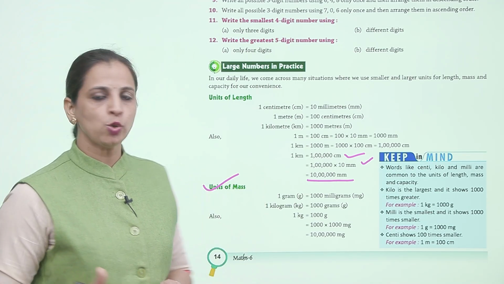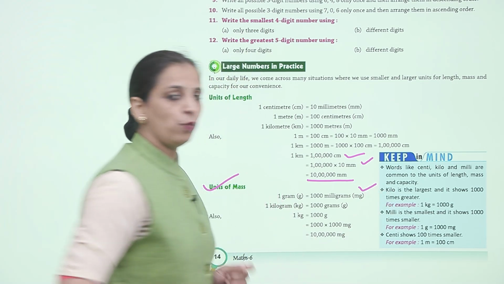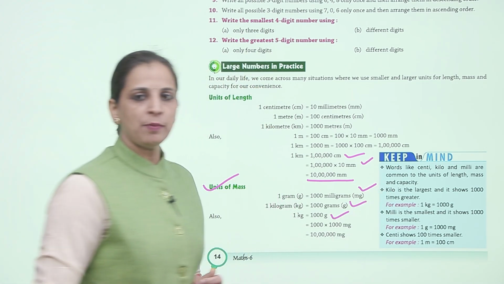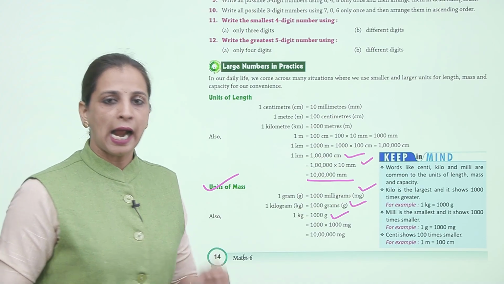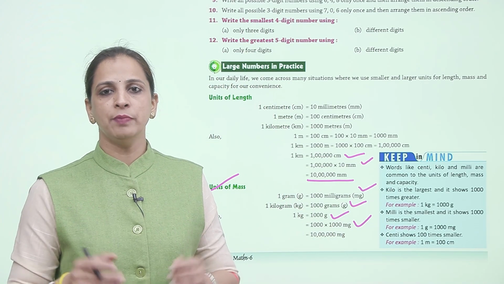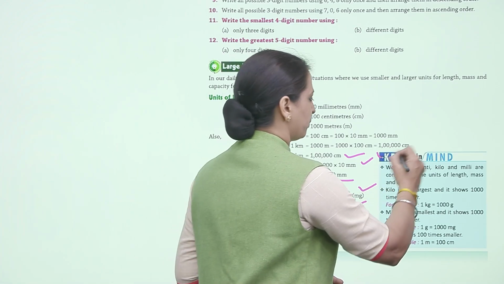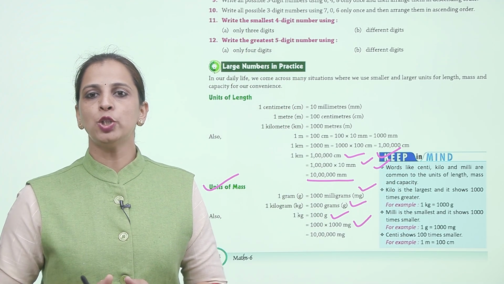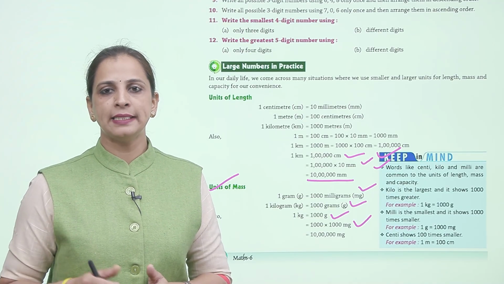Units of mass. 1 gram is equals to 1000 milligram and 1 kilogram is equals to 1000 grams. So 1 kilogram is equals to 1000 grams and 1000 multiplied by 1000 milligram is equals to 10 lakh milligram. Keep in mind, words like centi, kilo and milli are common to the units of length, mass and capacity.